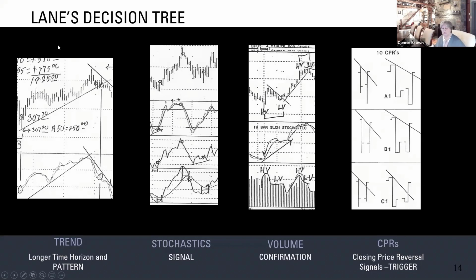Let's start with George Lane's decision tree. He would start off with trend, and what I've done is copy just little excerpts from some of his trading charts. He would use stochastics.